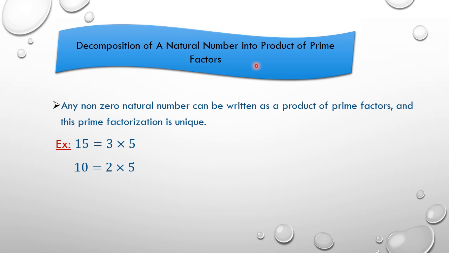Decomposition of a natural number into a product of prime numbers. We are going to learn how to decompose any natural number, meaning a positive number, into a product of prime factors. Any non-zero natural number can be written as a product of prime factors, and this prime factorization is unique. That means any natural number can be written as a product of prime numbers, and this way of writing is unique, meaning there is no other.